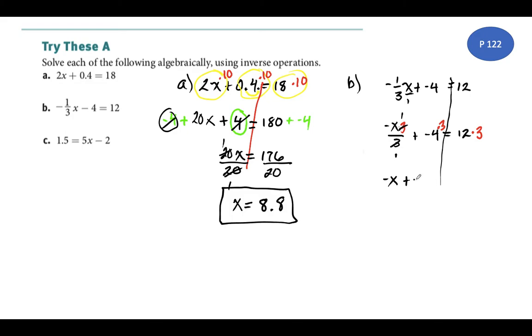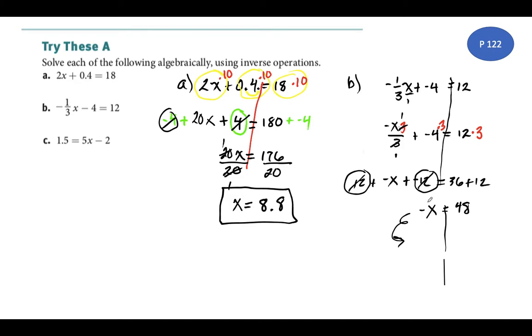So negative 4 times 3 is negative 12. 12 times 3 is 36. Oh, and now I've got 12 negative ones, so I'll add 12 positive ones to both sides. This positive 12 and this negative 12 eliminate each other. I get negative x is equal to 48. I don't want a negative x, so I'm going to take the opposite of both sides.